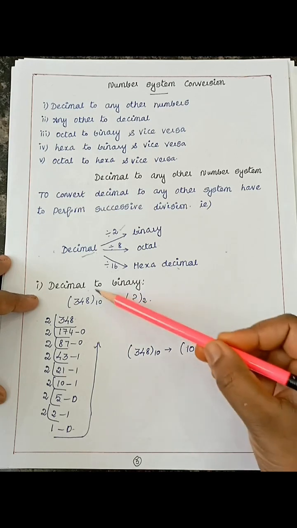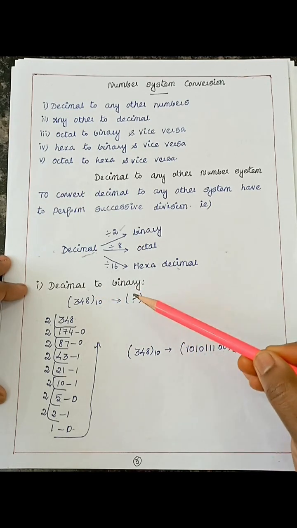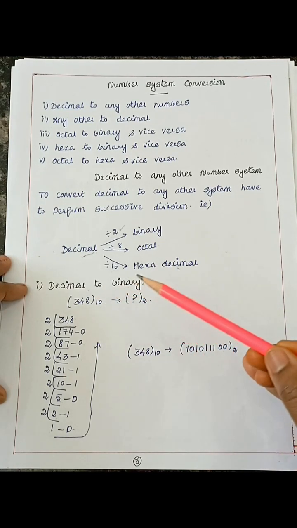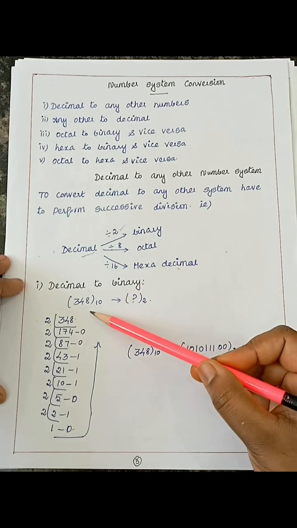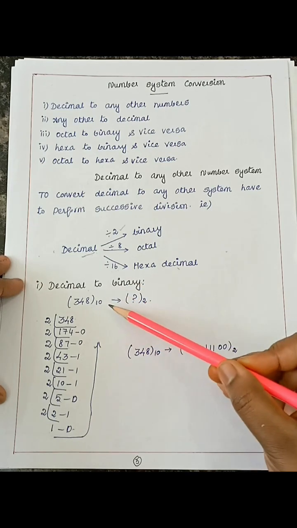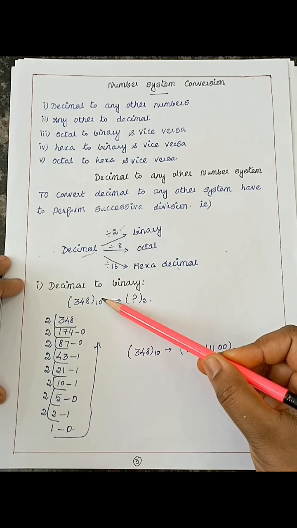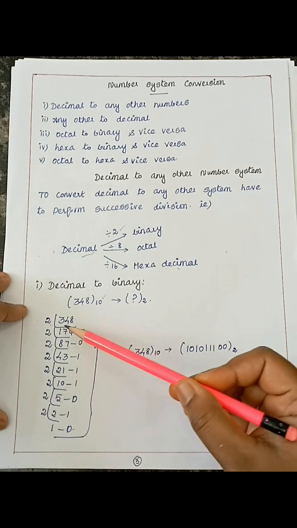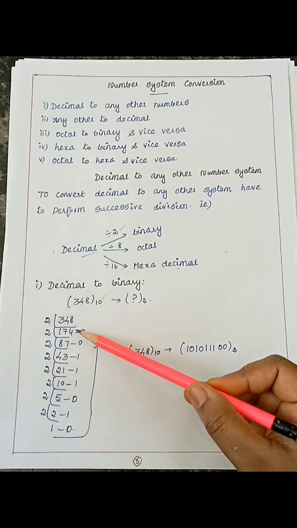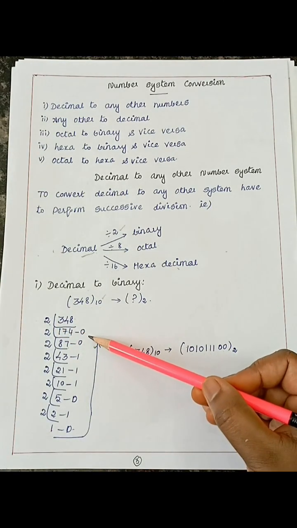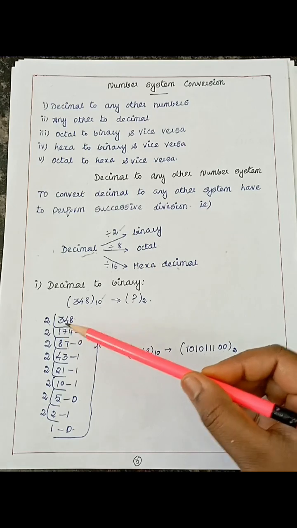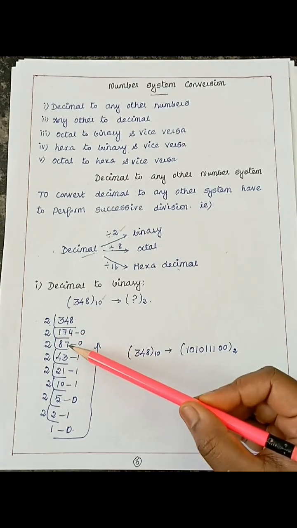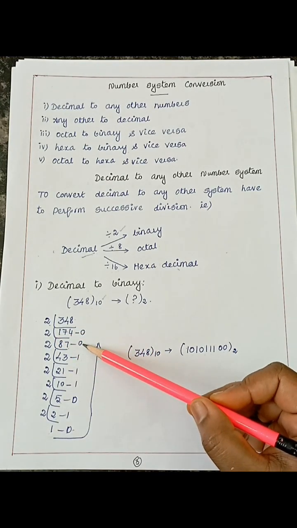The first model is decimal to binary. How are we going to convert the decimal value into binary? The problem is 348. The radix value of decimal is 10. So what is the value for binary? 348 we have to divide with respect to 2. We are getting 174 with the remainder of 0. Again we divide by 2. We are getting 87 with the remainder of 0.